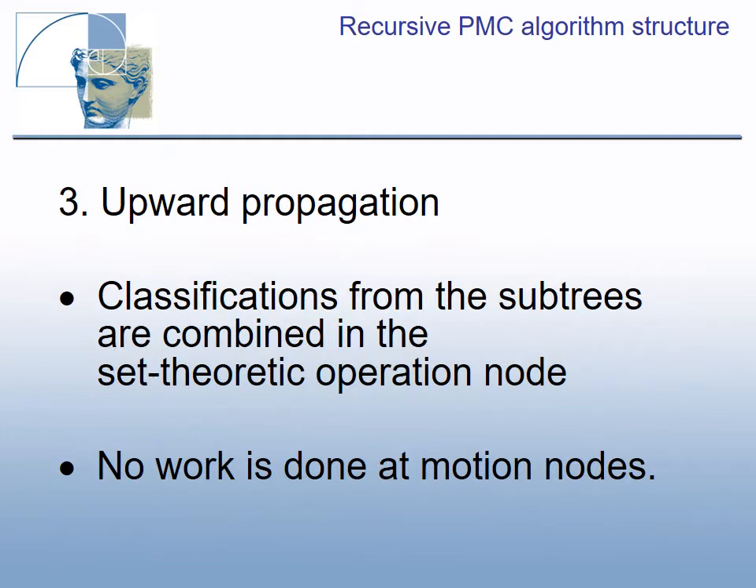The downward propagation is followed by the upward propagation. Classifications from the subtrees are combined in the set-theoretic operation nodes. No work is done at the linear transformation nodes.